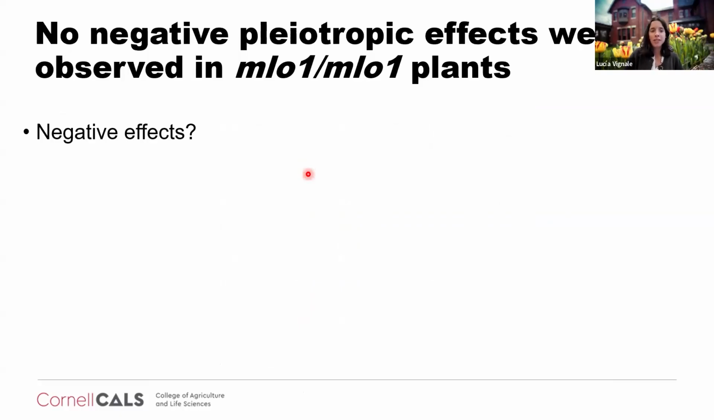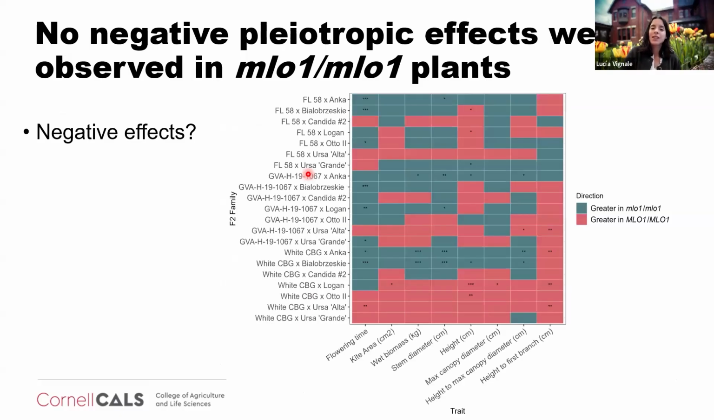Also, the second hypothesis was about negative pleiotropic effects. Did we see some? And the answer is not really. I'm showing you kind of a heat map. We see the 21 F2 families on the y-axis, the different traits that I mentioned at the beginning that we rated, and we also see the direction in which those differences went.